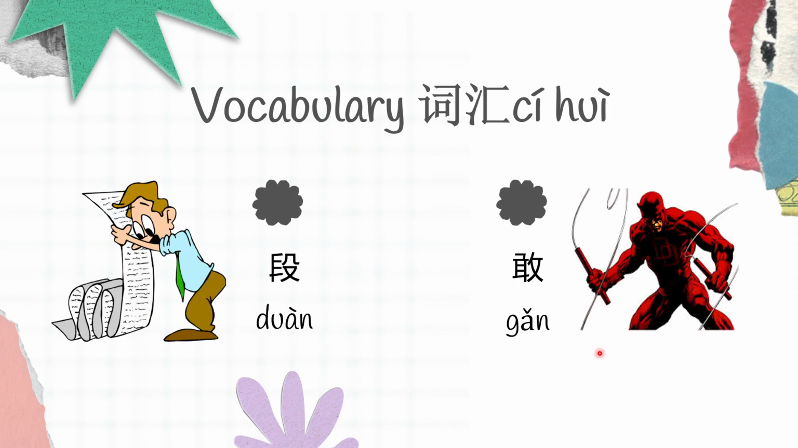Another vocabs here. 断 and 赶. The meaning of 断 is paragraph and the meaning of 赶 is there. Let's read together. 断, 赶.